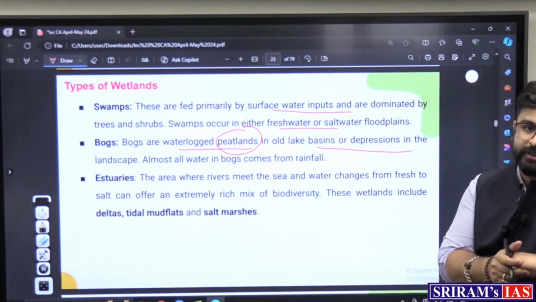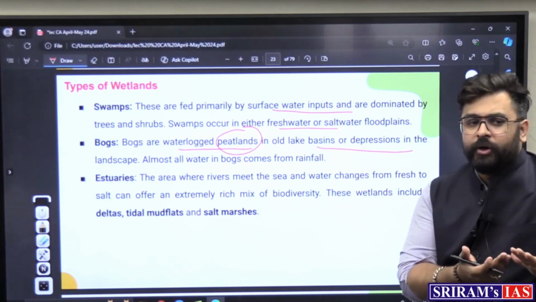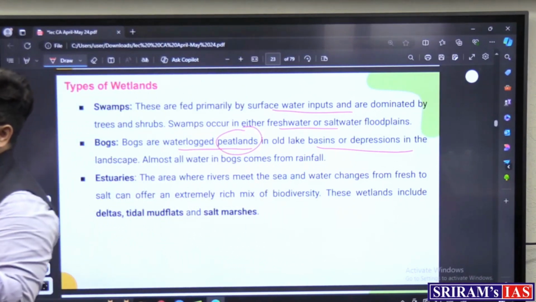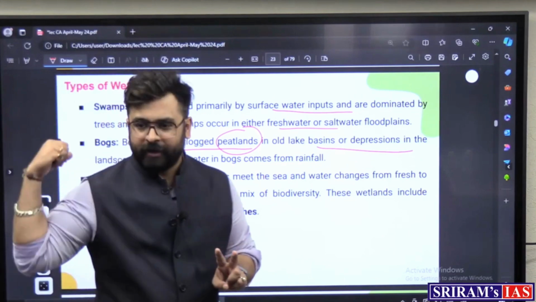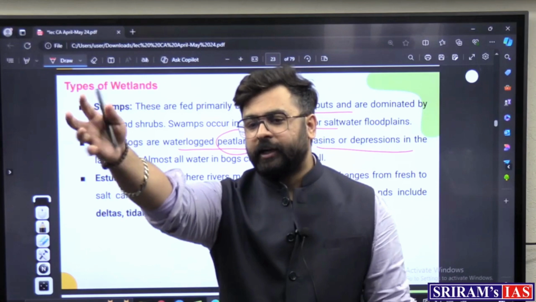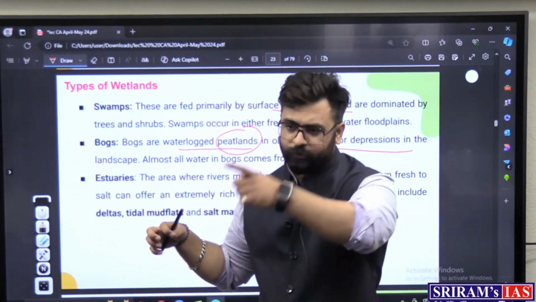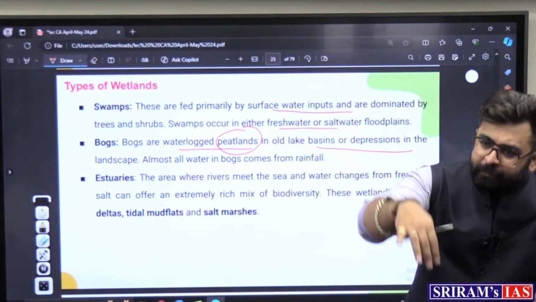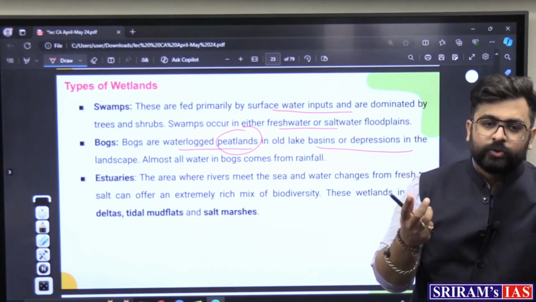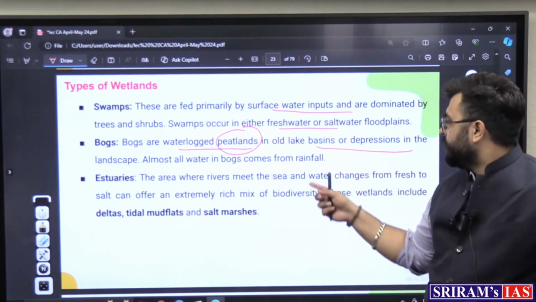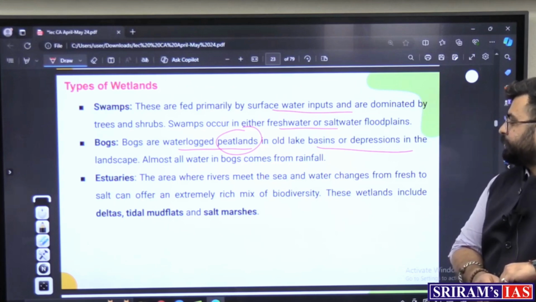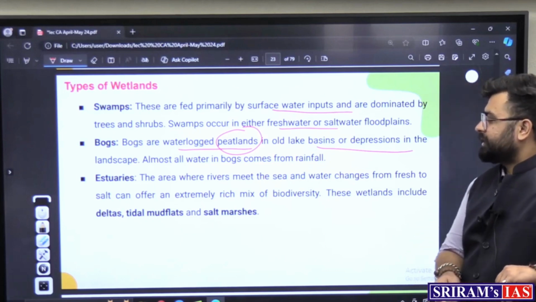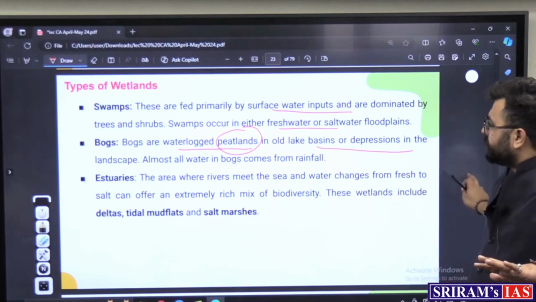Then estuaries. What are estuaries? There is a difference. When a river meets the ocean, it forms two important landforms: one is a delta and the other is an estuary. What is the difference between the two? Both will have wetlands. In a delta, the river accumulates all the sediments it has been bringing throughout its course. In estuaries, the river suddenly meets the ocean without forming a delta. Even that region will act as a wetland. So there are areas where rivers meet the sea and water changes from fresh to salt, and they can offer an extremely rich mix of biodiversity. These wetlands include deltas, tidal mudflats, salt marshes, etc. Okay, so these are the types of wetlands.